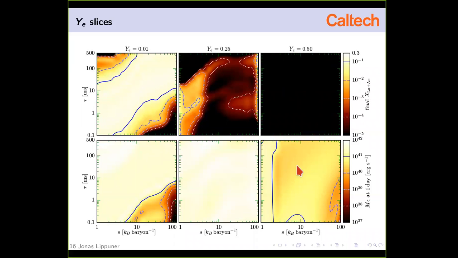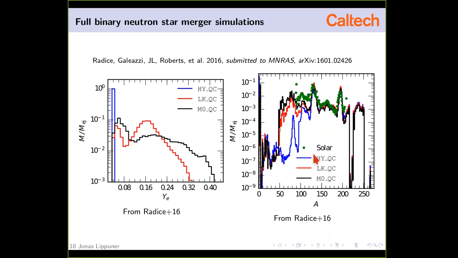Okay, so this was a parameter study. So we just picked an initial electron fraction YE, entropy, and expansion time scale, ran nucleosynthesis and looked at what happened.